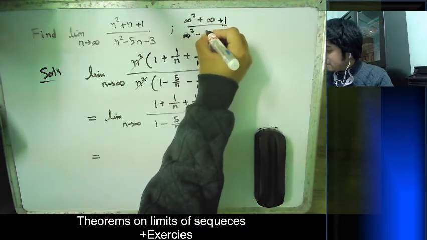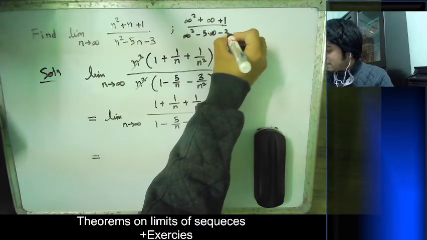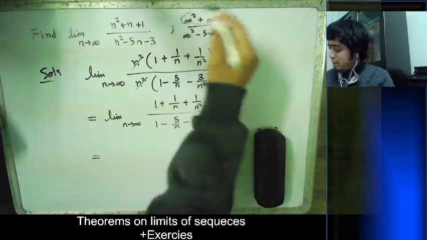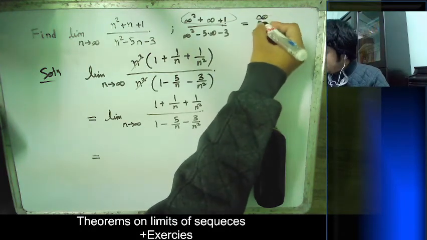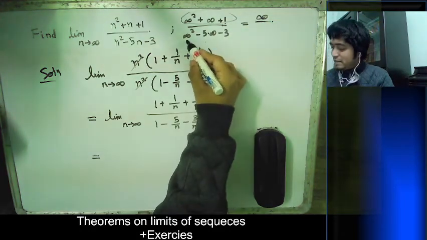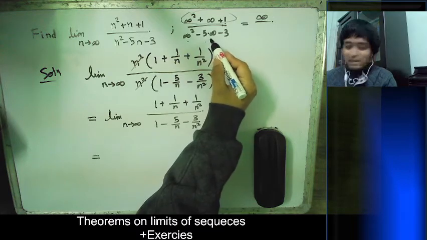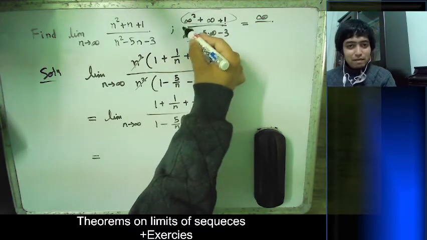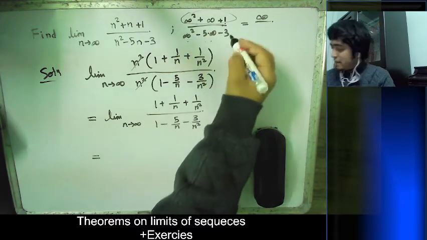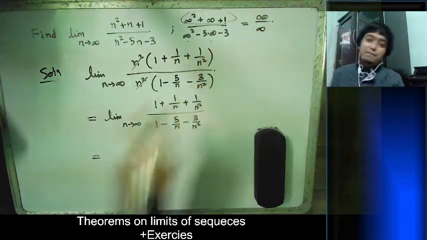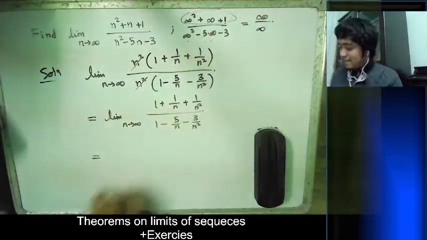Infinity square minus 5 times infinity minus 3. So over here, this one will be positive, which is infinity, and over here also this one dominates 5 infinity, because if you square it, it will be much bigger. So over here also it will be infinity by infinity. So we'll be getting something like this.